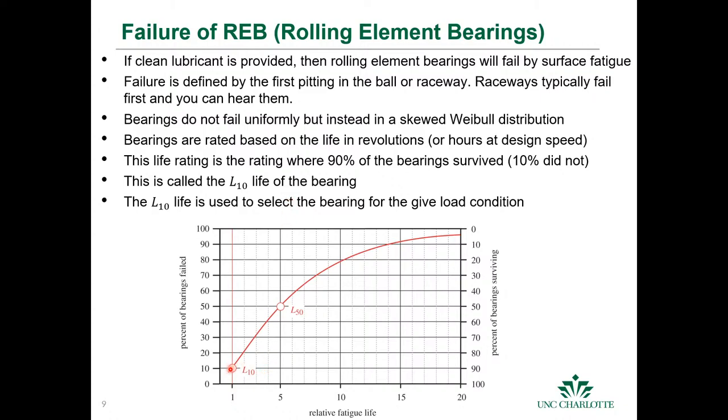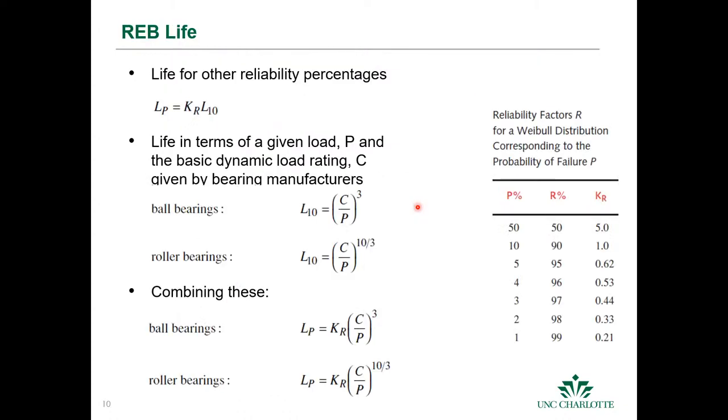You'll be able to find that for most bearing designs. That's the base bearing design. So if you pick that number of revolutions, then you'll know that 90% of the bearings made it to that life. But you should expect that this component will eventually fail. The L10 life is used to select bearings for the given load. So we also need to find out what the load is. We do that like this.